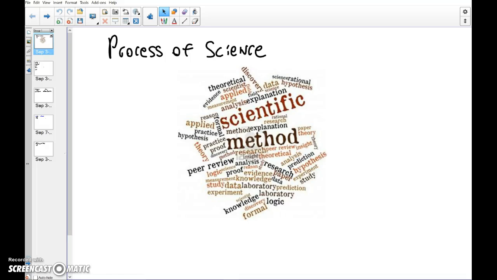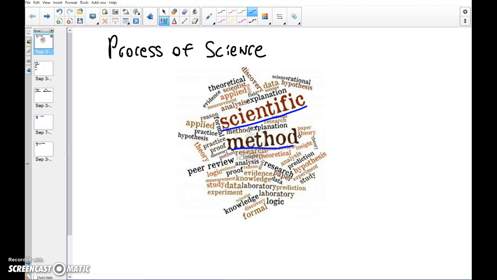Alright, ladies and gentlemen, for our first presentation of the year, we're going to take a look at the process of science, or something that you more regularly refer to as the scientific method. Okay? Now you can see when you look at this wordle over here that there's a lot of different things that go into the scientific method.